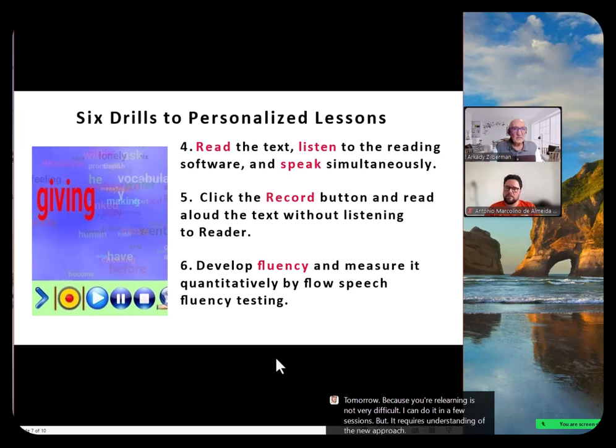So drill 5. Click the record button and read aloud the text without listening to the reader. Click the record button, and when you have done recording, you can listen to it. And if you like it, you can share it with your friends or teacher.